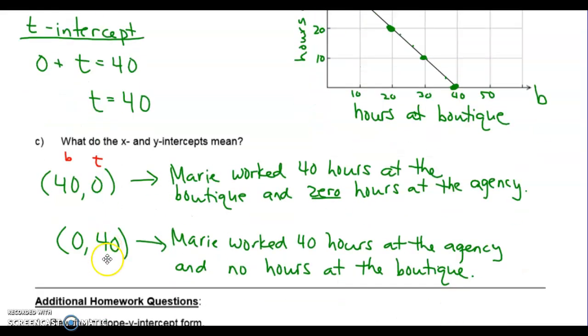My vertical intercept, or my T-intercept, has coordinates 0, 40. And what does that mean? It means that Marie worked 0 hours at the boutique, 40 hours at the agency.